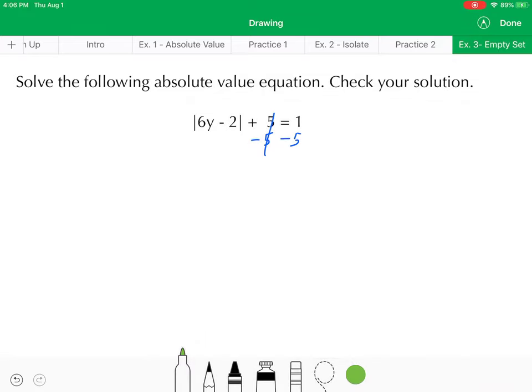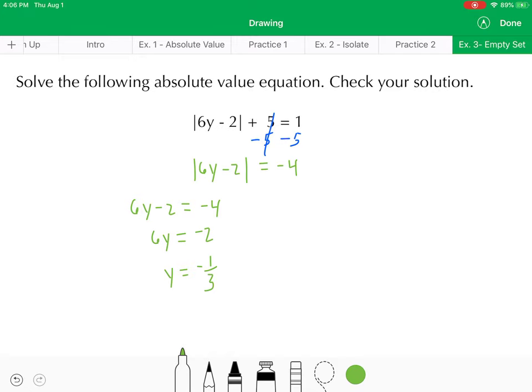I have the absolute value of 6y minus 2 is equal to negative 4. Now the absolute value is isolated, and I should be able to set up my positive case, my negative case, right? So here's your positive. 6y minus 2 is equal to negative 4. 6y would equal negative 2. y would equal negative 1/3.